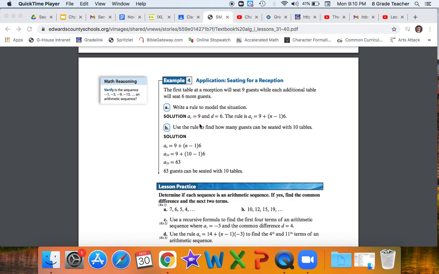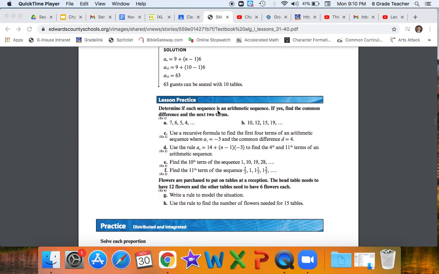To write that in the equation, you'd plug in 9 right here in this first space. You'd plug in 6 where the d would be in our common difference portion of the equation, and then you have the multiplication that's happening, n minus 1. In this example, it says, well, there are 10 tables. How many guests can you have? Plug in 10 for the value of n. 10 minus 1 is 9. 9 times 6 is 54 plus 9 gives you 63. So here's a real-world application of how that arithmetic sequence would be used.